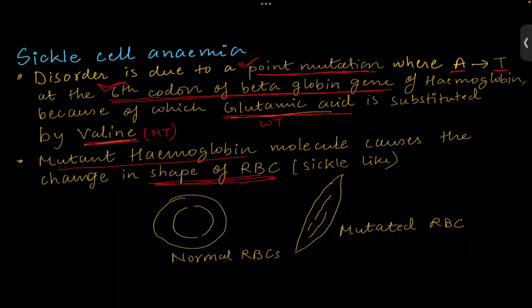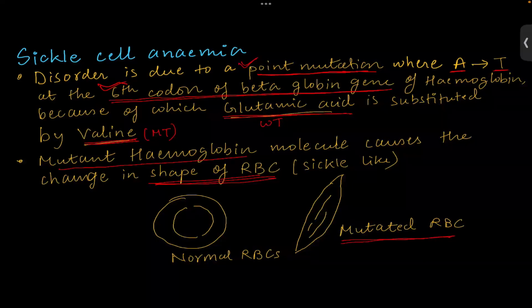So red blood cells, which normally are circular and biconcave, change their shape, mutated to sickle type, like a sickle shape. This is the sickle shape. So the normal biconcave circular shape of RBC is changed to sickle shape of RBC.